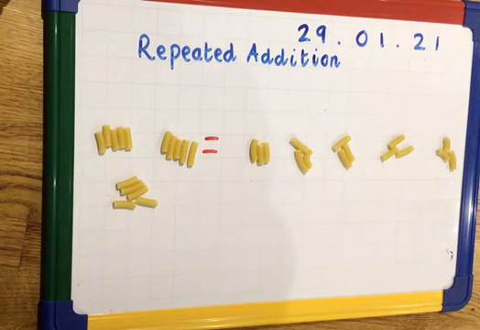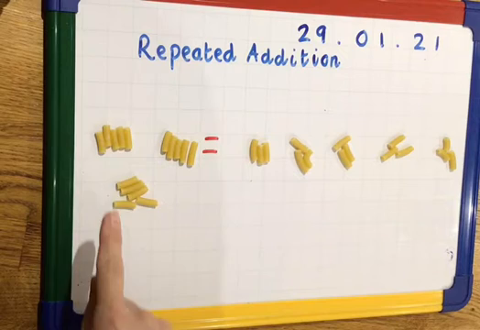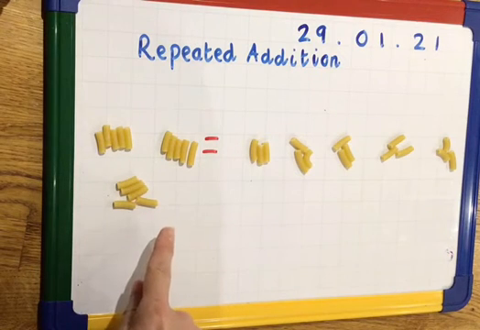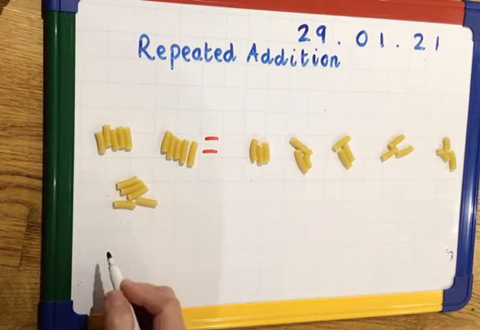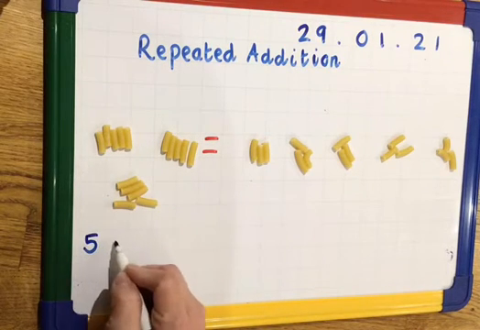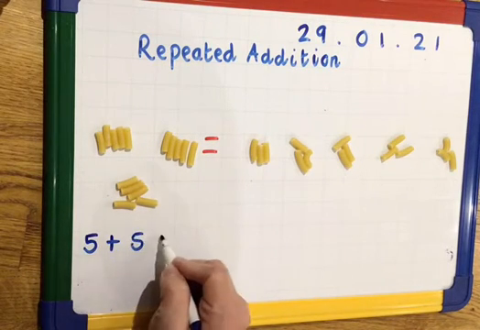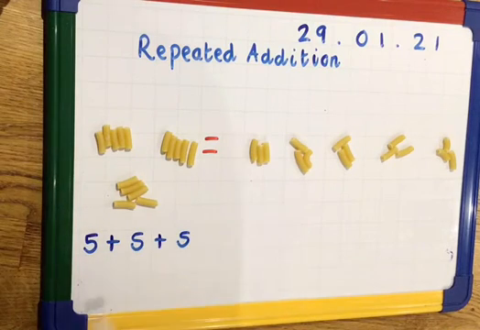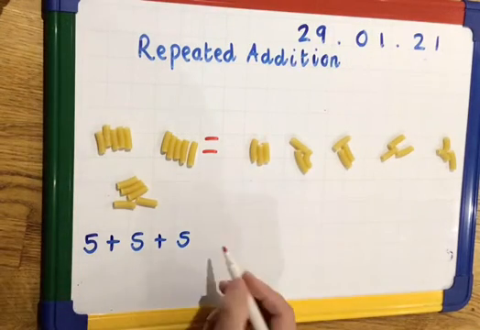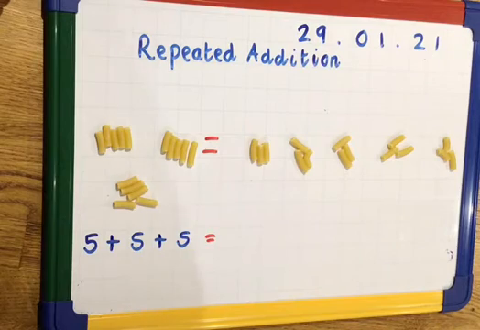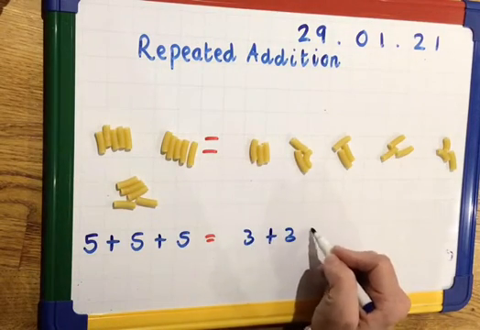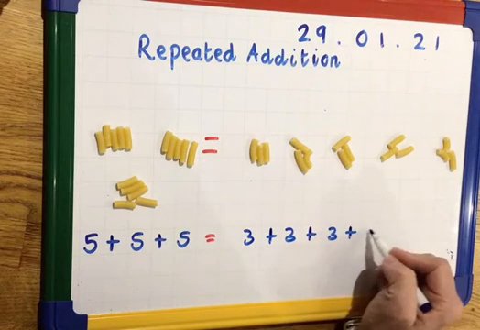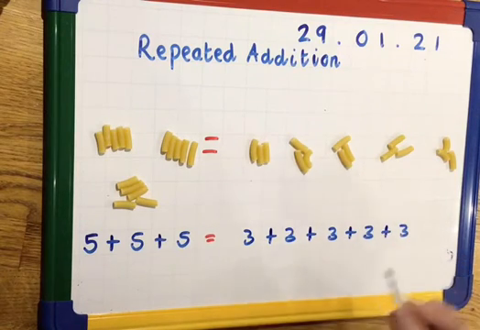I have got 3 groups with 5 in. If I did that, let's write that as a repeated addition. 5 add 5 add 5. Is that going to be equal to 3 add 3 add 3 add 3 add 3?